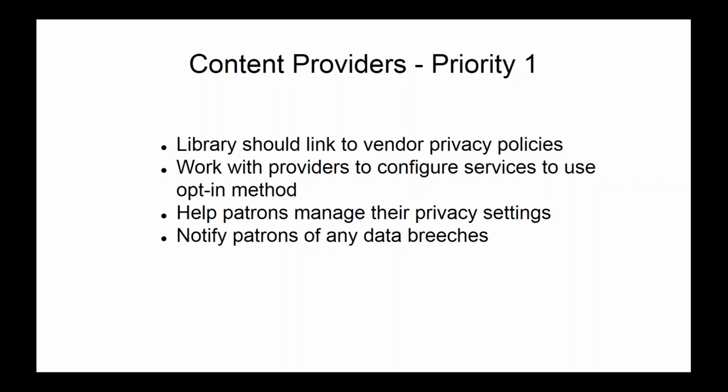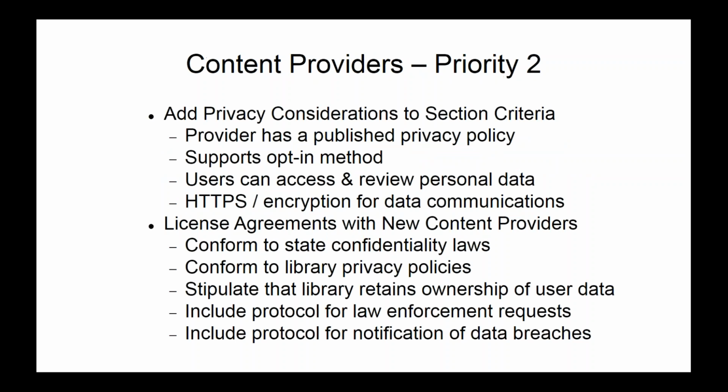So that's priority one. Those are actions we think are pretty much in control of a library. Not that it isn't a lot of work, but there are not a lot of external dependencies for the library in order to do this. These are things that are under the library's control. Next slide. So this is priority two. This gets a little bit harder.